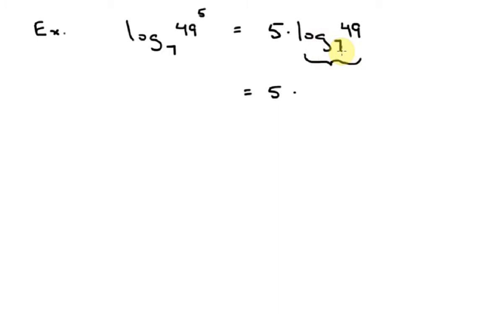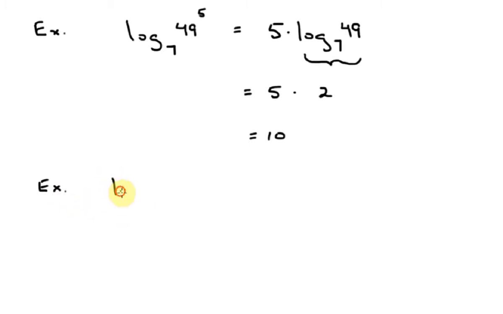Well, 7 squared would equal 49. So this is actually just equal to 2. And my answer is 10. How easy is that? All right. A couple more examples, and then I think we've done enough.